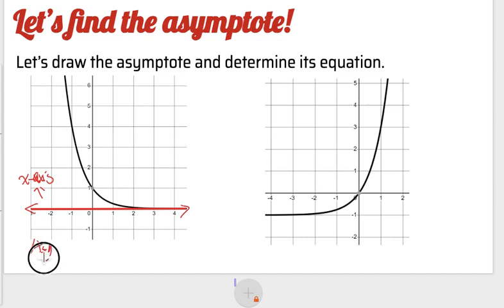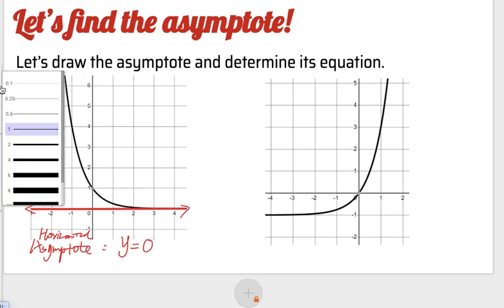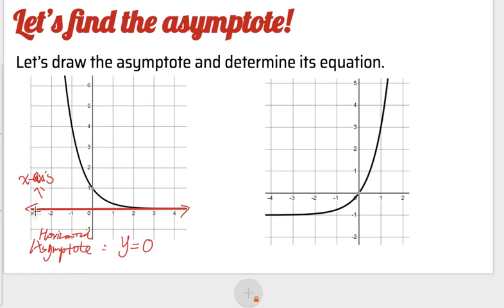In this one, we're talking about horizontal asymptote. So let's quickly write down the equation. Since it's a horizontal line, the line always has equation y equals something, because all the points on this line have the same y-coordinate. But what is the y-coordinate here? As you can see, the line touches the y-axis at 0, so this equation is y equals 0.